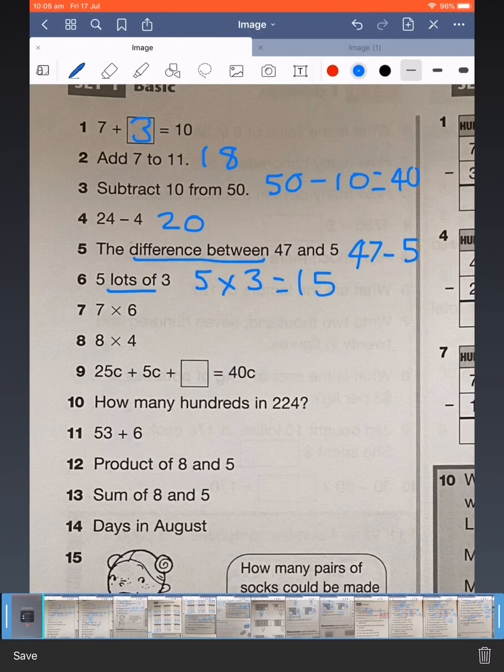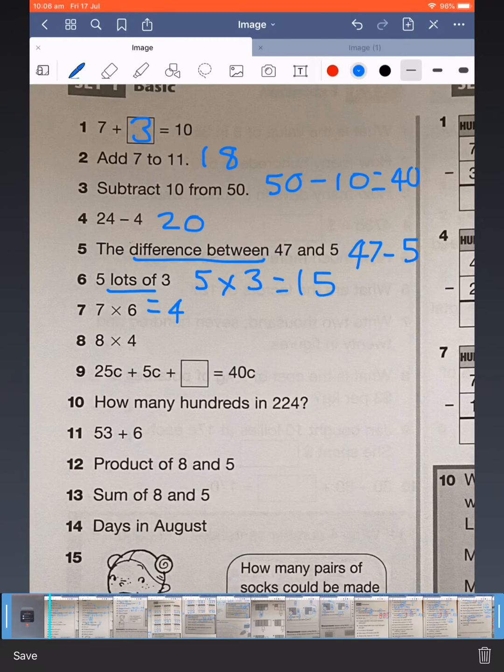7 times 6. Our times tables are so important to learn, because as you get older, you will keep getting stuck if we don't know our times tables. So especially while you're away at home, it is a good idea to focus on really learning your times tables well. So 7 times 6 is 42. Well done.